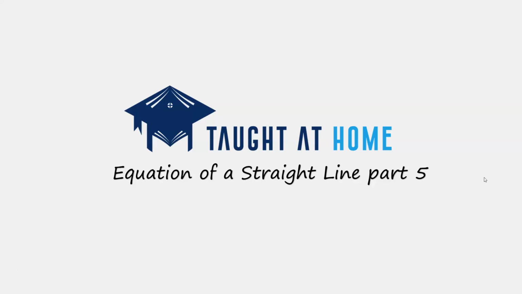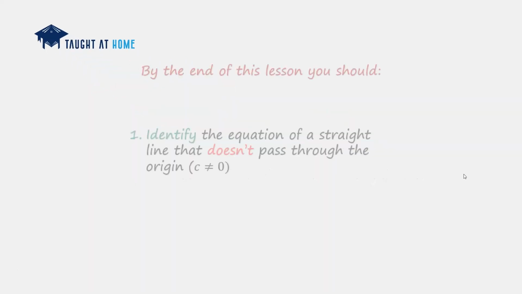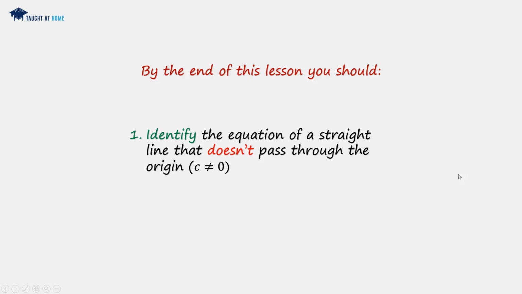Equation of a straight line part 5. So by the end of this lesson we should be able to identify the equation of a straight line that doesn't pass through the origin, where c does not equal 0.